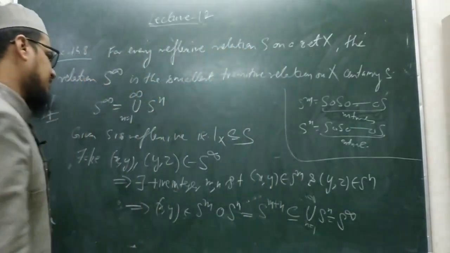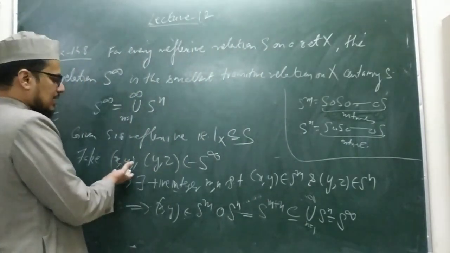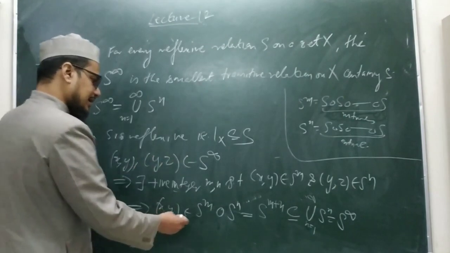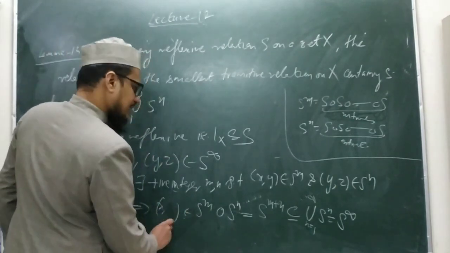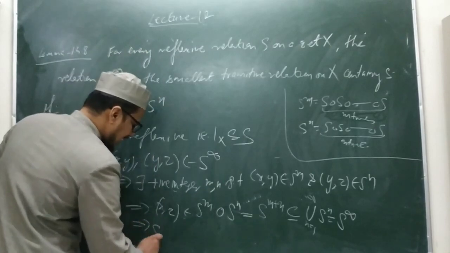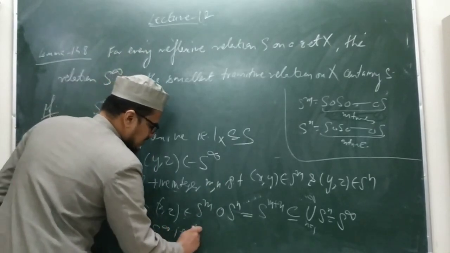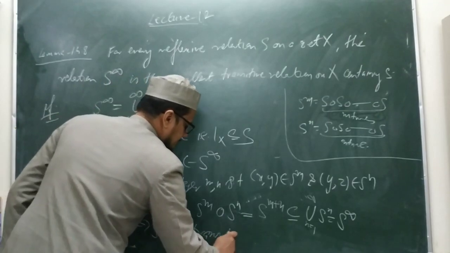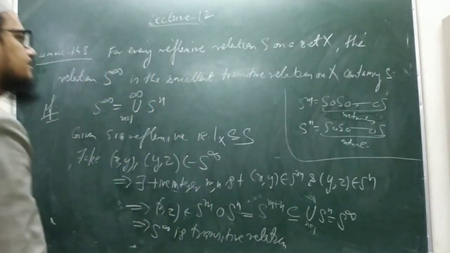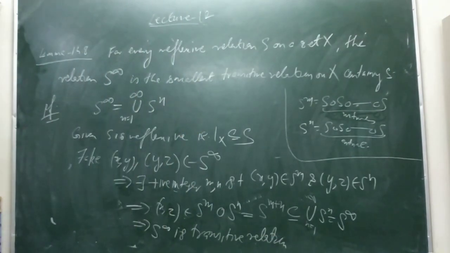So we have shown that when (x, y) and (y, z) belong to S infinity, it implies that (x, z) belongs to S infinity. It implies that S infinity is a transitive relation. Correct? Now what we have to prove? We have to prove this is the smallest transitive relation.